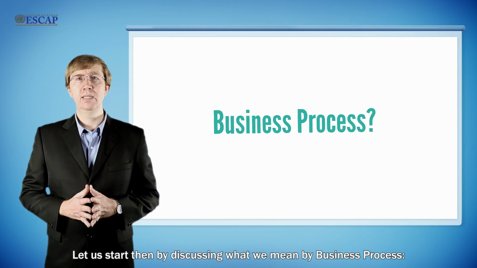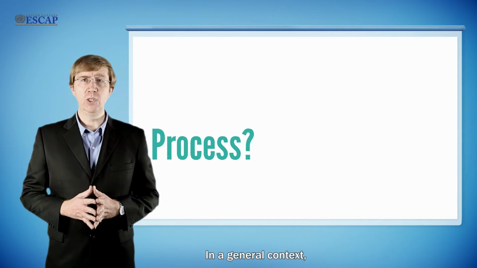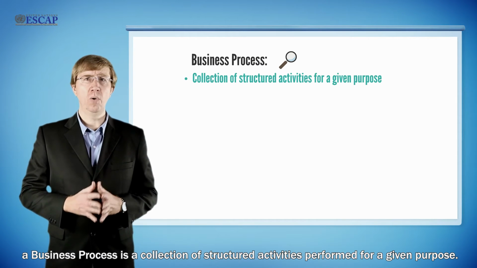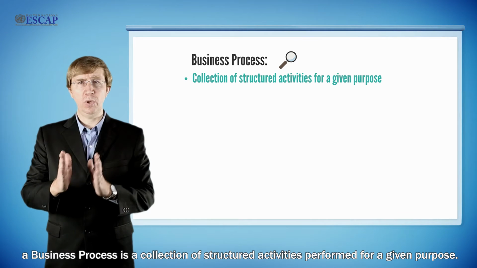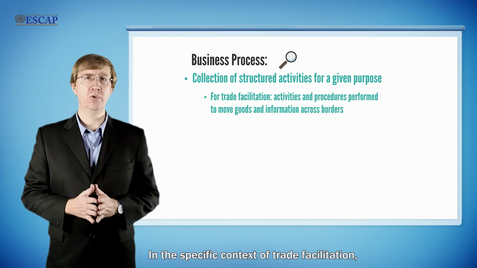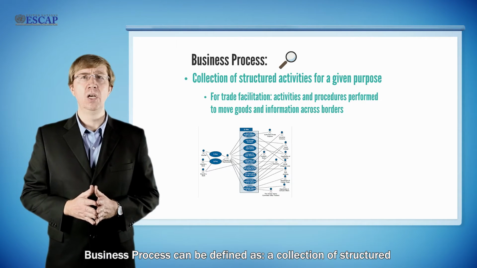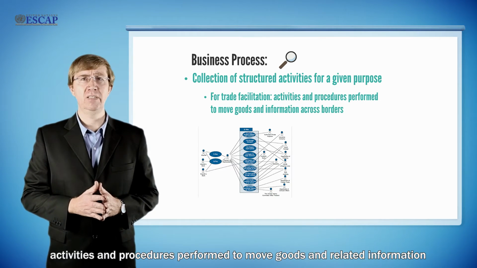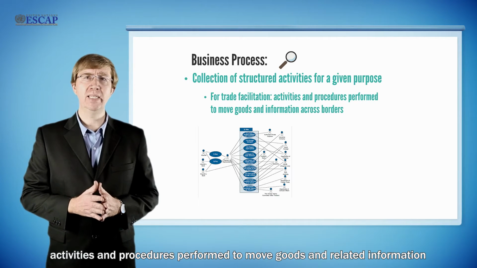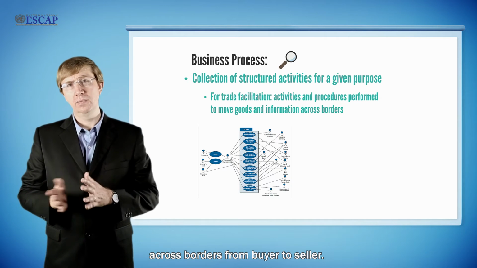Let us start then by discussing what we mean by business process. In a general context, a business process is a collection of structured activities performed for a given purpose. In the specific context of trade facilitation, a business process can be defined as a collection of structured activities and procedures performed to move goods and related information across borders from seller to buyer.